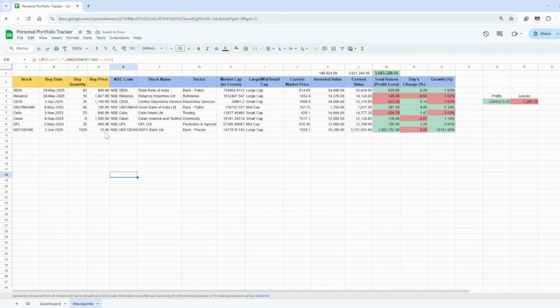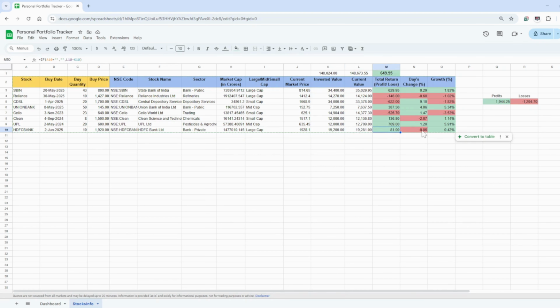So now it will give all the information here. Till here we have already seen the current market price and the invested value. The invested value we have found out is from buy quantity into buy price. Sorry, I have done it the wrong way around. So let me give the buy quantity as 10 and then buy price as 1920. Yes, so invested value is nothing but buy quantity into buy price, and the current value is nothing but the buy quantity into the current market price. As you can see, I am getting the total return as 81 rupees profit till now.